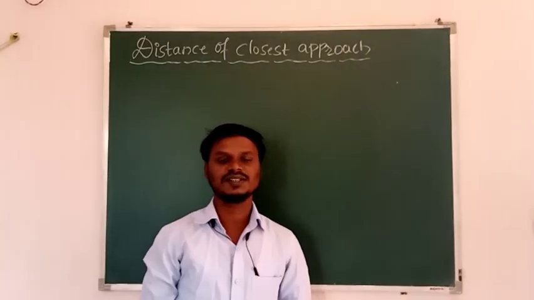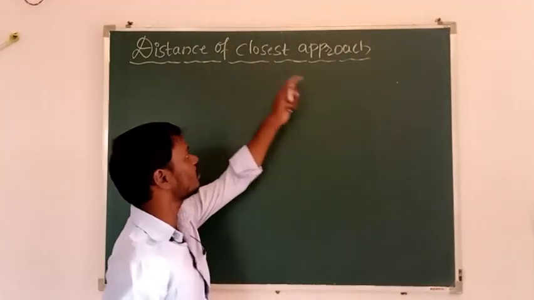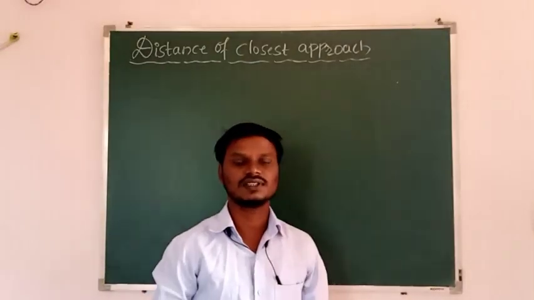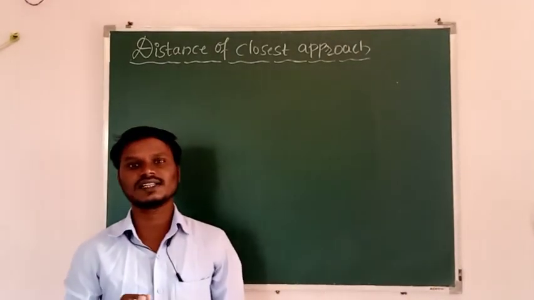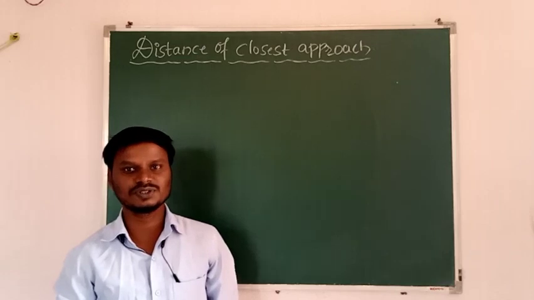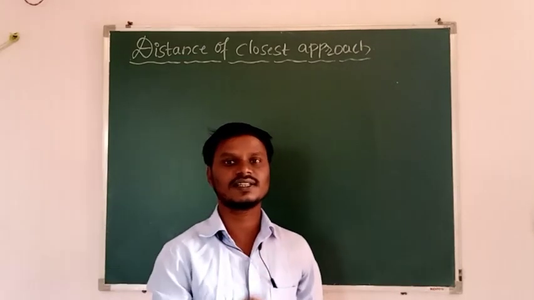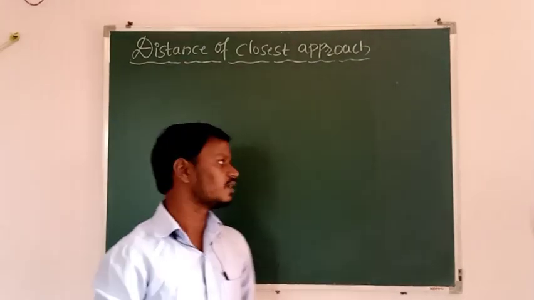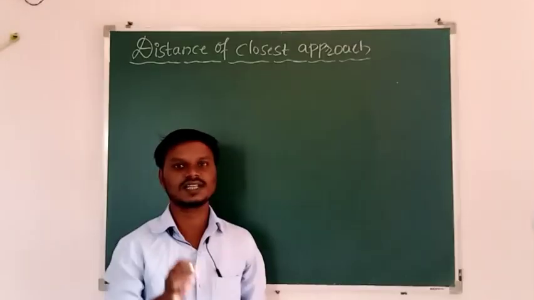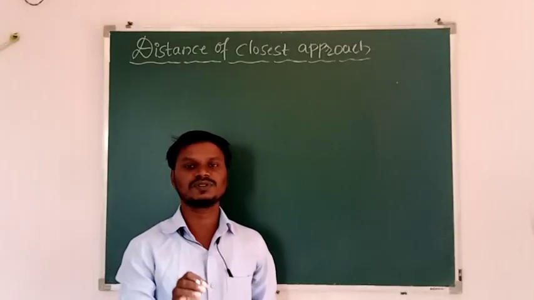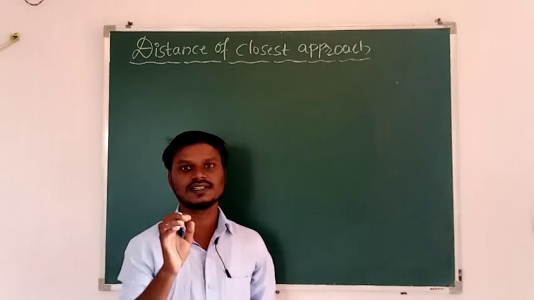In today's class, we are going to discuss the distance of closest approach. According to the alpha scattering experiment, the entire positive charge of an atom is concentrated at its center. So, what is the conclusion of the alpha scattering experiment? The entire positive charge of an atom is concentrated at its center.